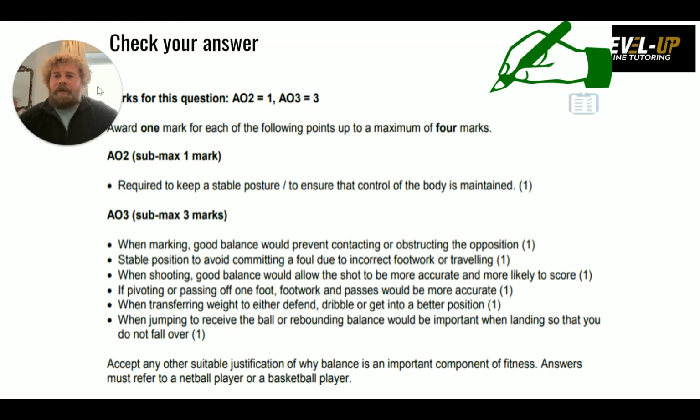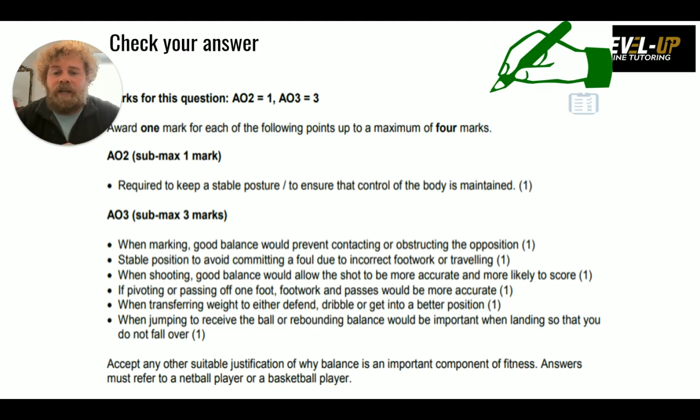So the way we would break this down, we would look at the AO2 for 1 mark, where we say it is required to keep a stable posture to ensure that control of the body is maintained. And then we would look to give you the other 3 marks, again, based on the specific sporting example. So examples could be, when marking, good balance could prevent contacting or obstructing the opposition.